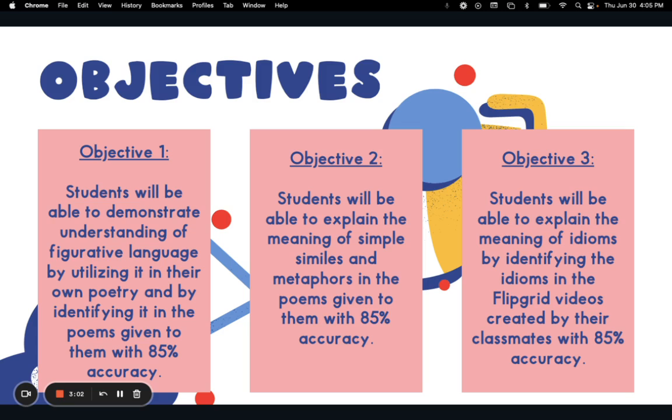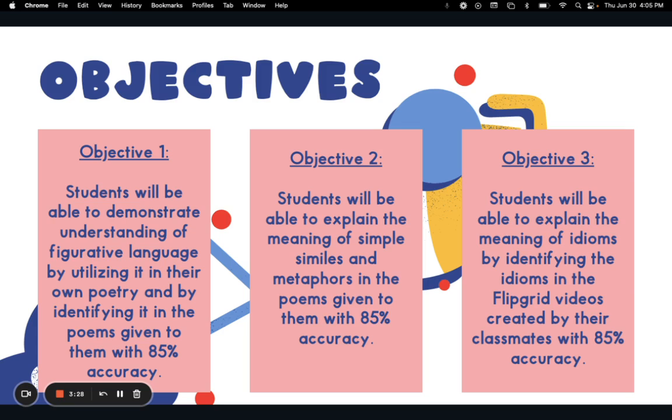Objective number 2 is that students will be able to explain the meaning of simple similes and metaphors in the poems given to them with 85% accuracy. Again, those are the specific elements of figurative language that we want them to understand within their reading. And the last objective is that students will be able to explain the meaning of idioms by identifying the idioms in the Flipgrid videos created by their classmates with 85% accuracy.